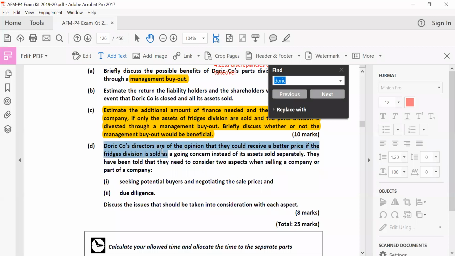Doric Co's directors are of the opinion that they could receive a better price if the fridges division is sold as a going concern instead of its assets sold separately. They have been told that they need to consider two aspects when selling a company or a part of a company. One, seeking potential buyers and negotiating the sales price. And two, due diligence. So if you want to sell a part of your asset or all of your asset, you are to seek a potential buyer and negotiate a selling price, and you are also to embark on due diligence. Tell us your idea about this situation.